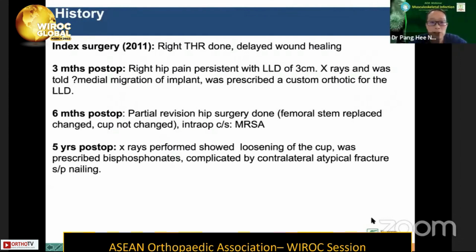6 months after, a partial revision hip surgery was done. The femoral stem was replaced, the cup was not changed, and the intraoperative culture grew MRSA. 5 years after the first operation, X-ray showed loosening of the cup, and he was prescribed bisphosphonate, and this resulted in a contralateral atypical fracture of the femur, and this was nailed.